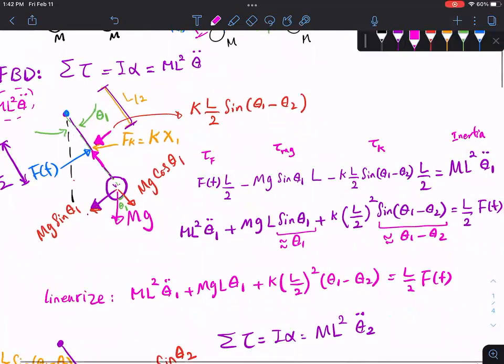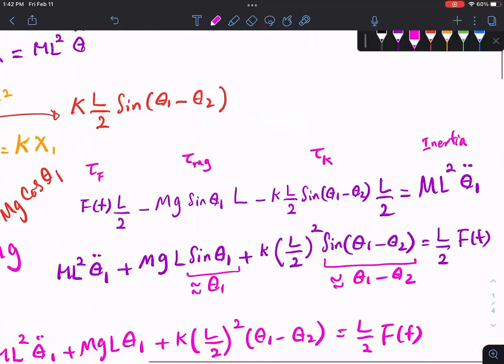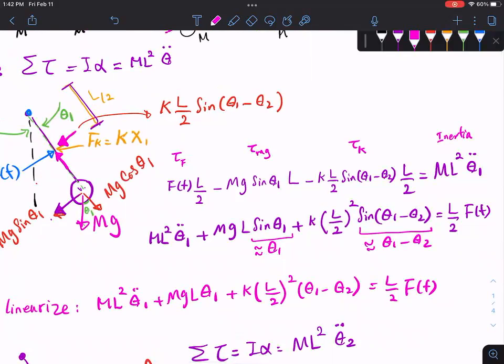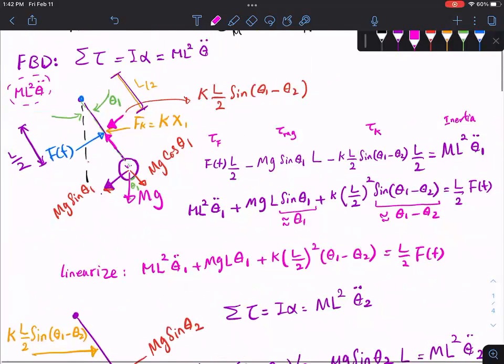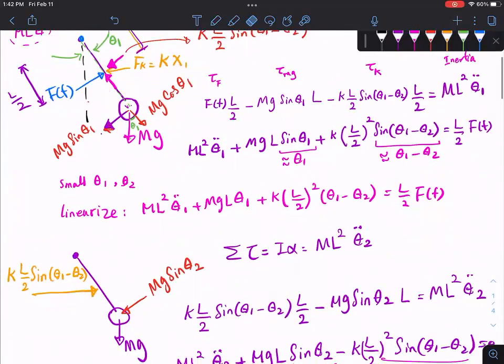Now, if we rearrange, we can get to this equation, ml squared theta double dot 1, and so forth. And you see that here we have sine of theta 1 appear and sine of theta 1 minus theta 2. This is a nonlinear equation because we have theta 1, so we need our system to be LTI. So we learned last class that we can linearize it by assuming small thetas, theta 1 and theta 2, and write it as such. So we converted those sine of theta to theta 1, right? We got rid of the sine. Now, this is our first equation.